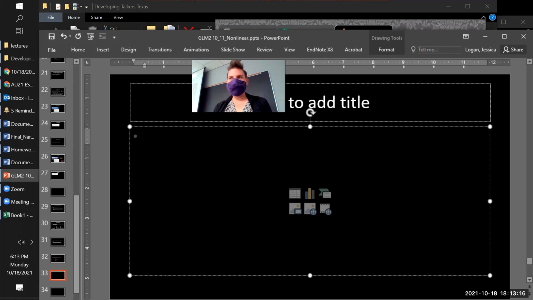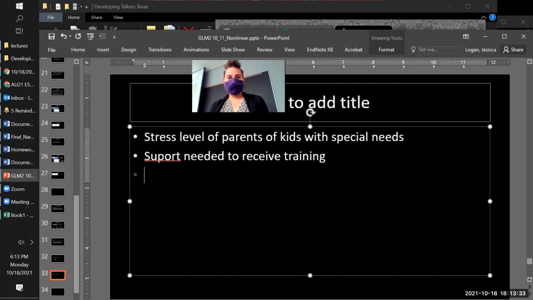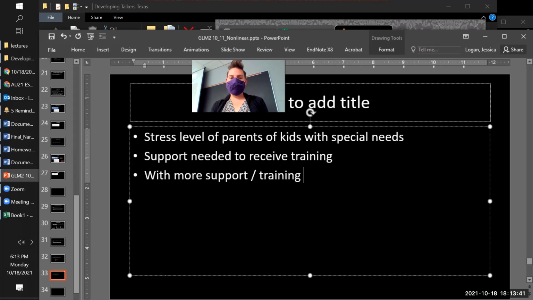So mine is, does the stress level of parents with kids with special needs change by the support needed to receive training? So I think by receiving more training, the stress level is gonna decrease. At first, a little bit of support or training is helpful. Yes. Decreases the stress.